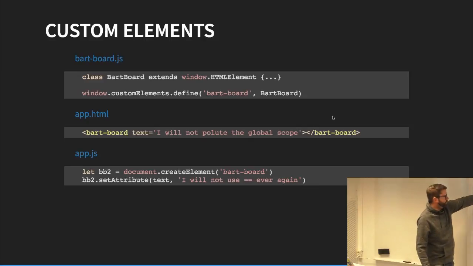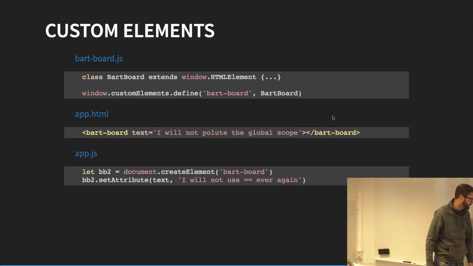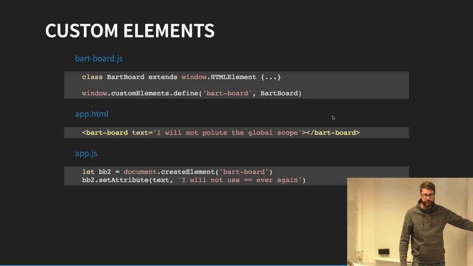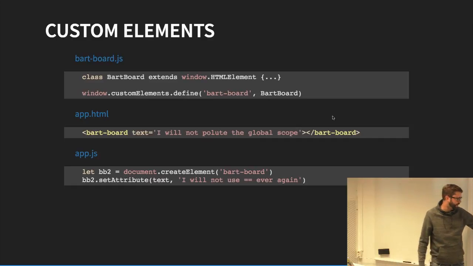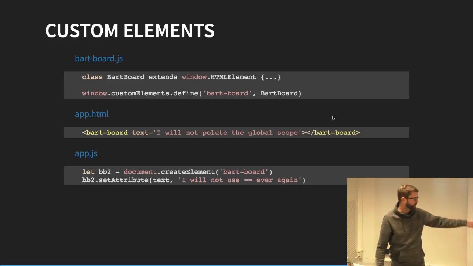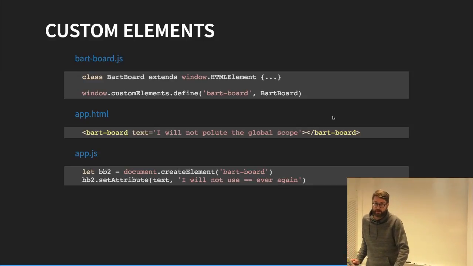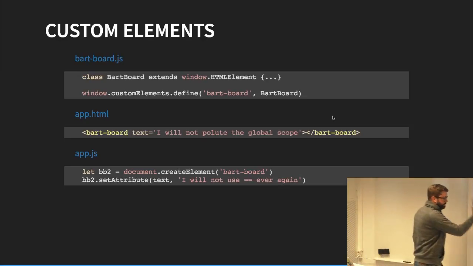Okay, we do that in our JavaScript file. Then inside of our HTML we can use this bart-board tag like that, and we could even, if we like, use the DOM APIs like document.createElement bart-board, and we can set attributes, and we can work with this element as if it were any other element in the world.